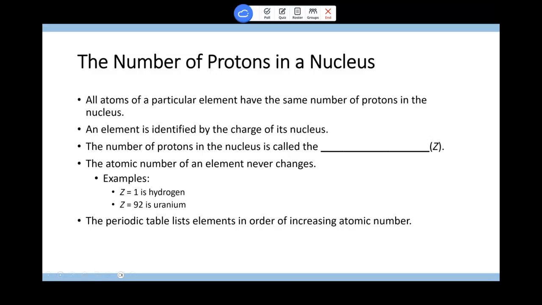All atoms of a particular element have the same number of protons in the nucleus. So if you're identifying an element with one proton, that's always hydrogen. No matter what other neutrons or electrons are present, one proton is always hydrogen, 6 protons always carbon, 92 protons always uranium. So you can always identify the element you're looking at if you know the number of protons.